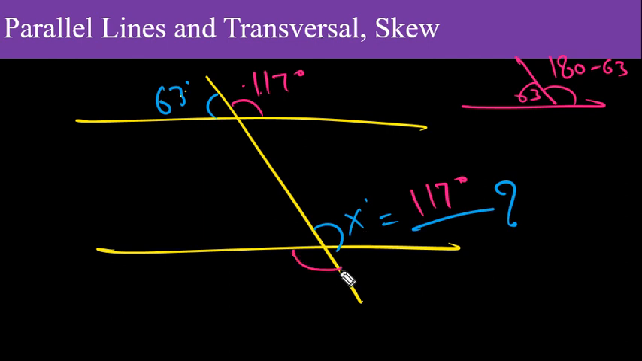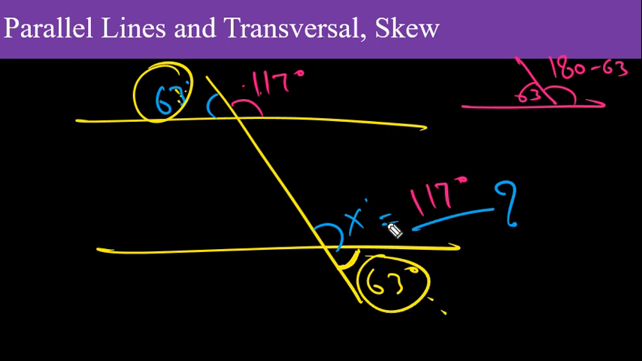Okay, tell me this one. How much? 117 degree. Vertical angles. Remember? Okay. Now, what about this one? How much will be this? 63. You can say alternate exterior. Alternate exterior, this and this. Okay, let's try one more.